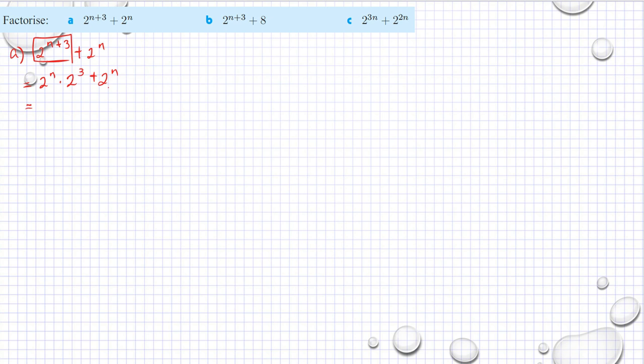As you can see, we have a common factor, that is 2 raised to n. Then we have what remains here, 2 raised to 3 plus 1, and then we have 2 raised to n. 2 raised to 3 is 8 plus 1. Then we have 9 multiplied by 2 raised to n. This will become 9 times 2 raised to n.